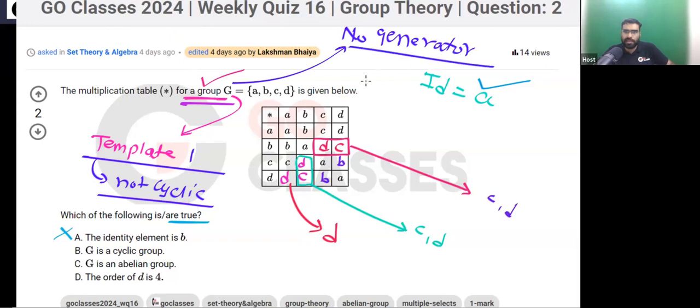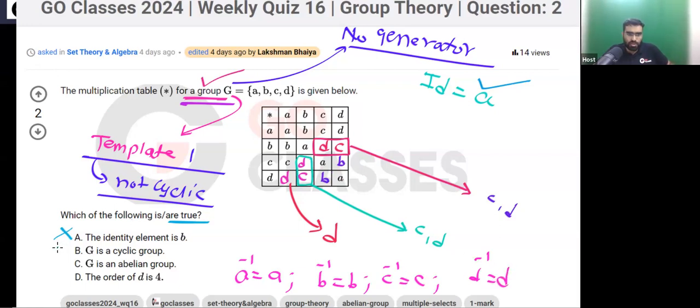You can check that every element is the inverse of itself. In this G, you can easily notice that A inverse is equal to A, B inverse is equal to B, C inverse is equal to C, and D inverse is equal to D. So every element is inverse of itself. There is no generator, so this is not a cyclic group.